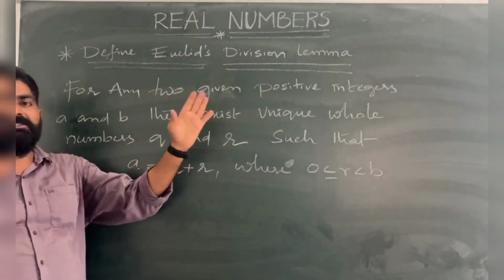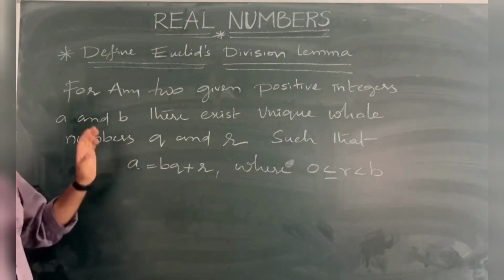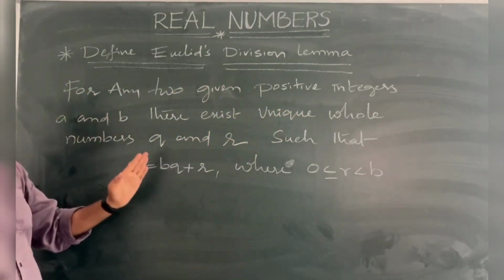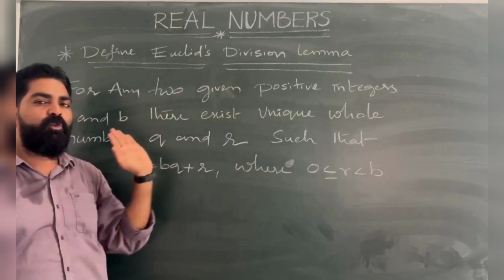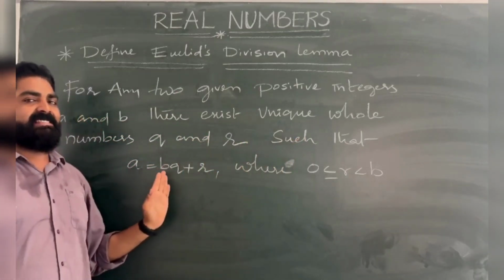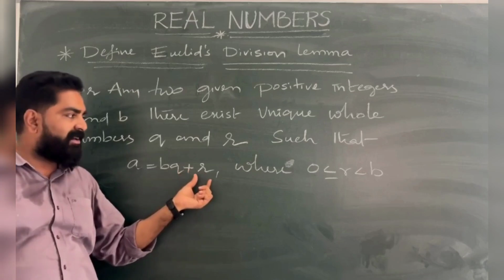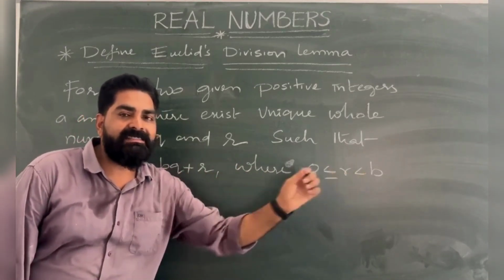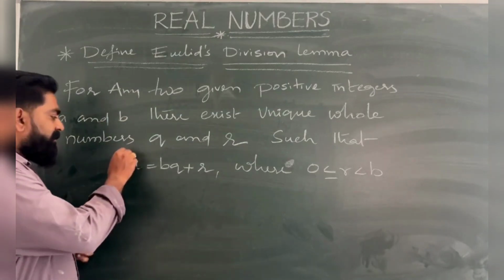Define Euclid's division lemma. So what is the definition? For any two positive integers a and b, there exist unique whole numbers q and r such that a is equal to bq plus r, where 0 is less than or equal to r, less than b. See, this is very important.